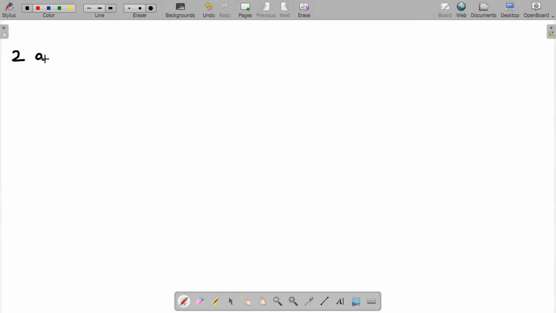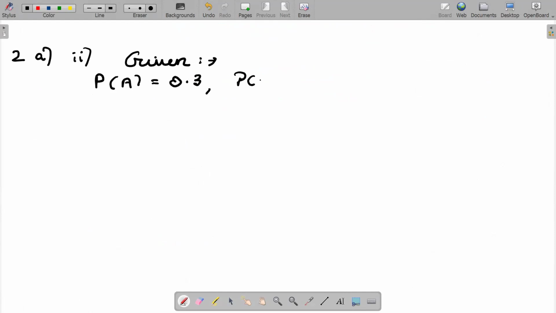So question 2, part A, within this part 2, I'm writing what is given to us. We are given that probability of A is 0.3, probability of B is 0.2, and probability of A intersection B is 0.1.